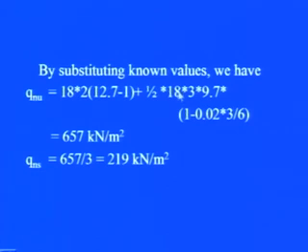Now, when we substitute these known values, we will get net ultimate and finally net safe as net ultimate divided by factor of safety. In this particular case, it comes out to be 219 kilonewton per meter square.